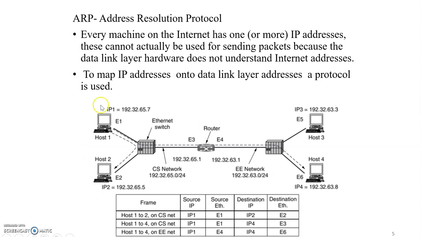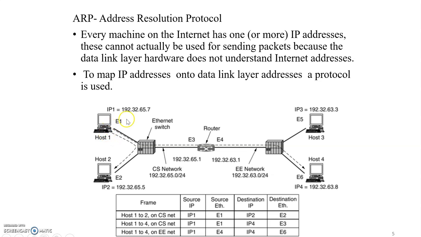We shall look at one scenario in order to understand why it is important to map the IP address to an Ethernet address and how it is done. There are basically two networks over here. One is the CS network and the other is the EE network. Both have the subnet mask of /24. The network address is 192.32.65.0 for one, and here it is 192.32.63.0.